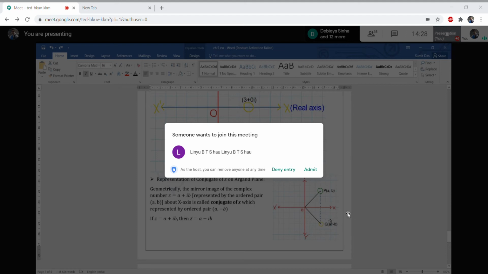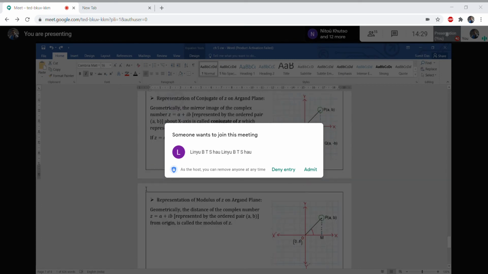So what is conjugate? Conjugate is nothing but a mirror image of a complex number about the x-axis. So look, if z equal to a plus ib, then z bar, that is the conjugate, equal to a minus ib. So this is the plotting of conjugate.